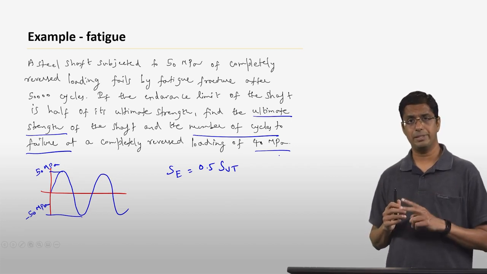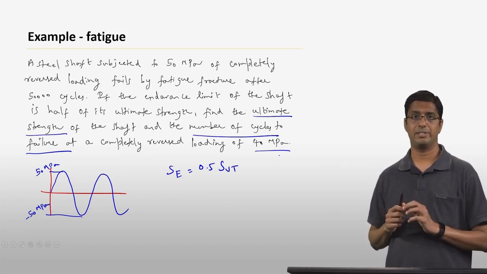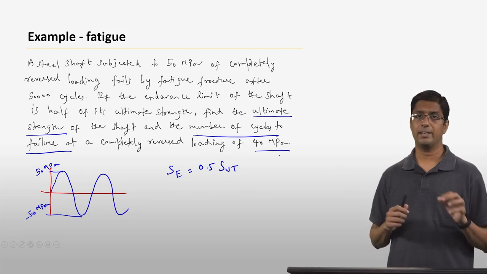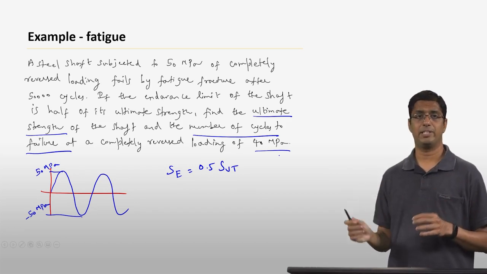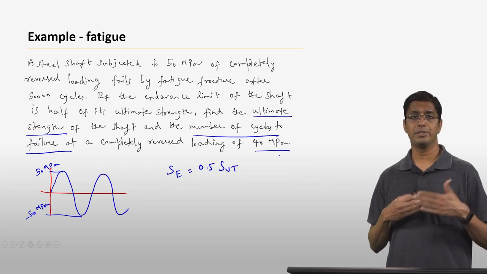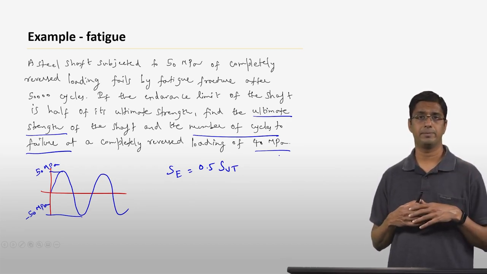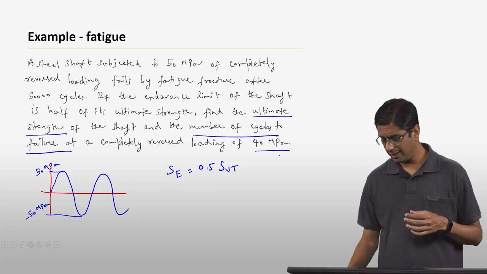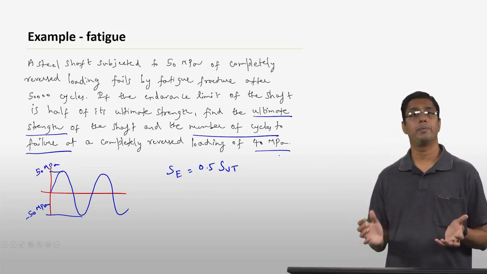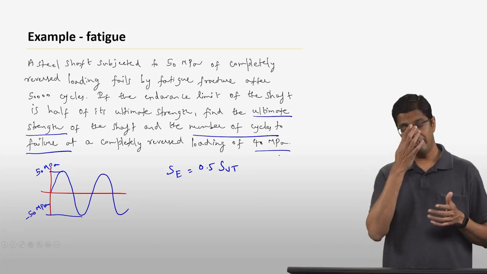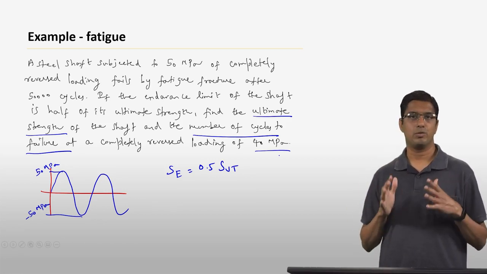You're now asked to find two things. One is the ultimate strength of the shaft, and also predict the number of cycles it will take for the shaft to fail if you now reduce the loading from 50 MPa to 40 MPa. Okay? So in a situation like this, the first thing that we have to consider is what regime we are in.